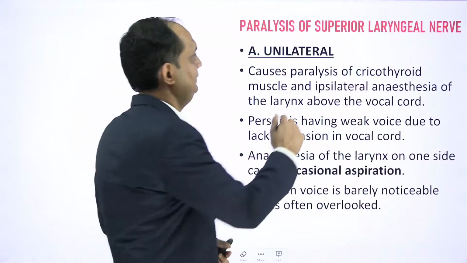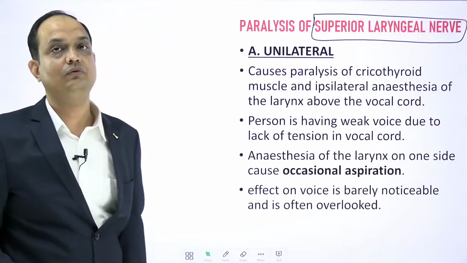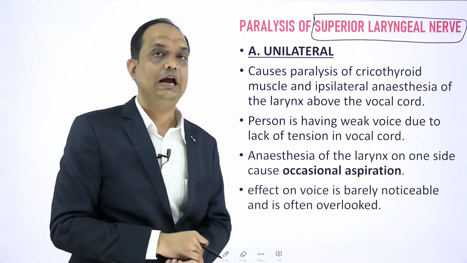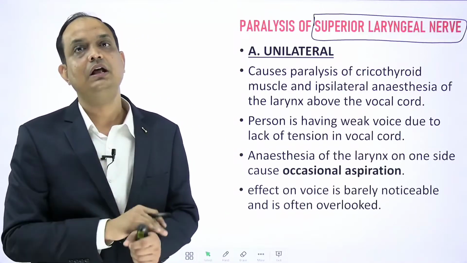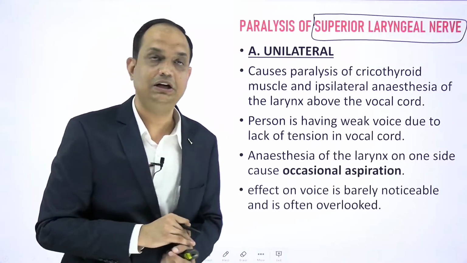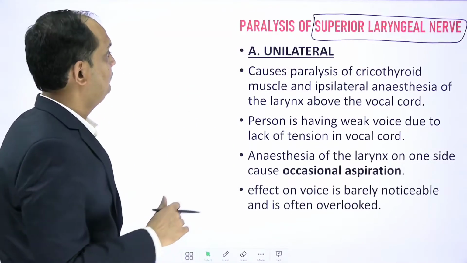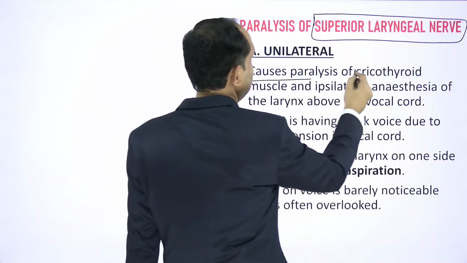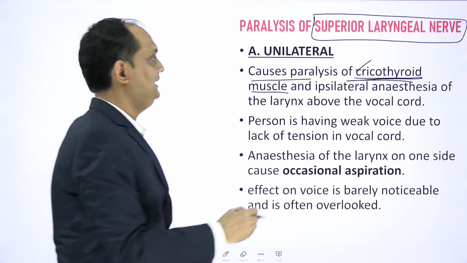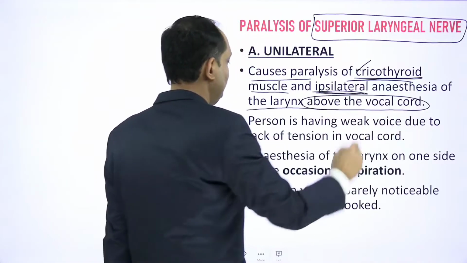Now, what will happen if the superior laryngeal nerve is injured? Now you know that the superior laryngeal nerve is sensory as well as motor. Its sensory branch is known as the internal laryngeal nerve and its motor branch is known as the external laryngeal nerve. The sensory branch supplies sensation till the vocal cord in the laryngeal cavity. So it can be a unilateral injury or a bilateral injury. When there is a unilateral injury, it causes paralysis of the cricothyroid muscle because it supplies only a single muscle. But there is ipsilateral, or same side, anesthesia of the larynx up to the level of the vocal cord.